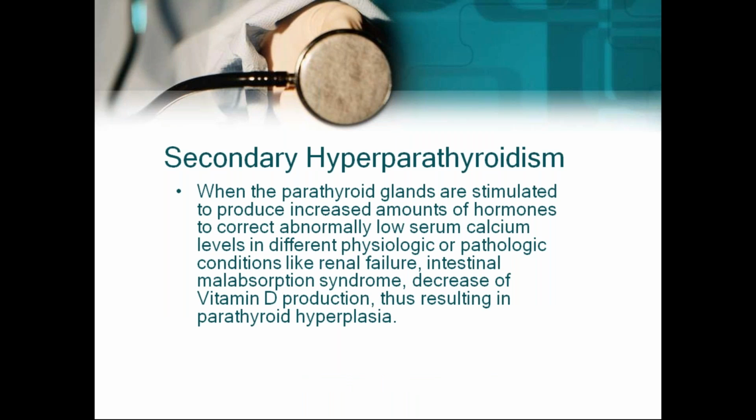And secondary, when the body has conditions which lead to decreased calcium, and this decreased calcium cannot be corrected, then the parathyroids will again undergo hyperplasia, leading to something called secondary hyperparathyroidism. The usual conditions associated with such a pathology are renal failure, intestinal malabsorption syndrome, and decreased vitamin D production. All these conditions, unless you correct the main cause, you cannot correct the hyperparathyroidism.